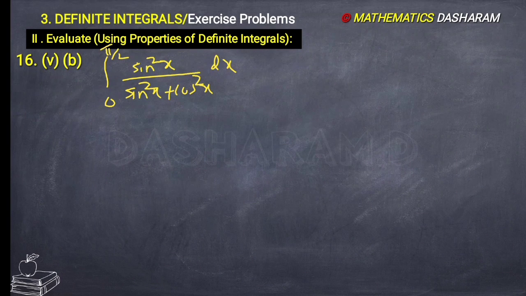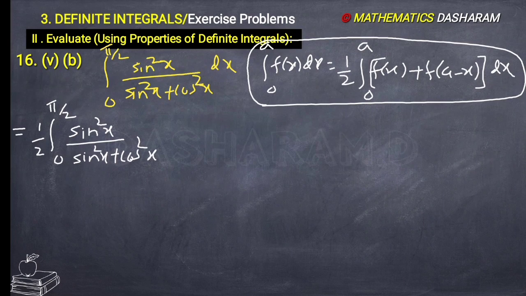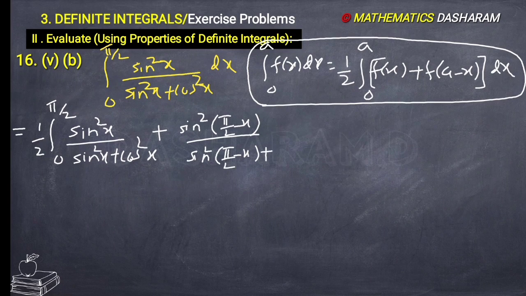Next question, integral 0 to pi/2 sin²x by sin²x plus cos²x dx. Here the suitable property is, so this is a suitable property. As per this property, 1/2 integral 0 to pi/2 sin²x by sin²x plus cos²x plus next f(a minus x). That means substitute x equals pi/2 minus x, whole divided by sin²(pi/2 minus x) plus cos²(pi/2 minus x) whole dx.